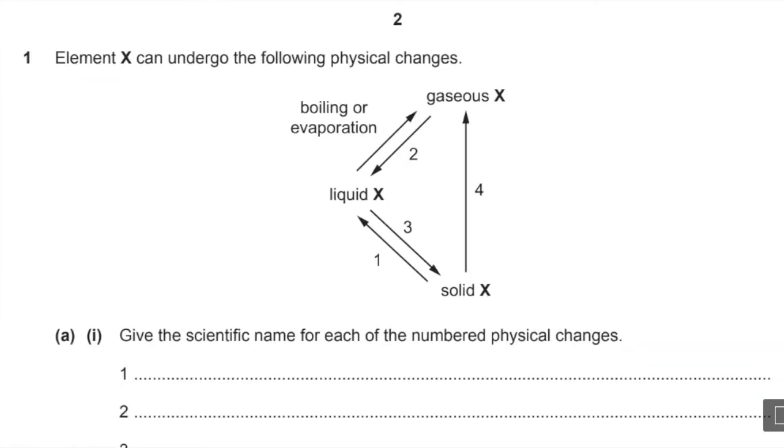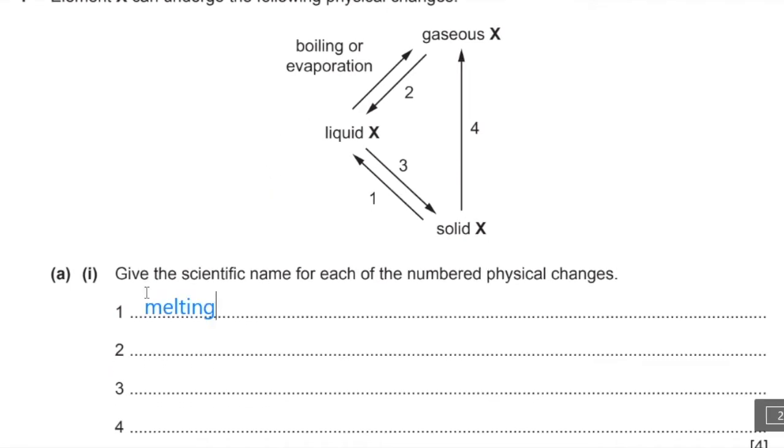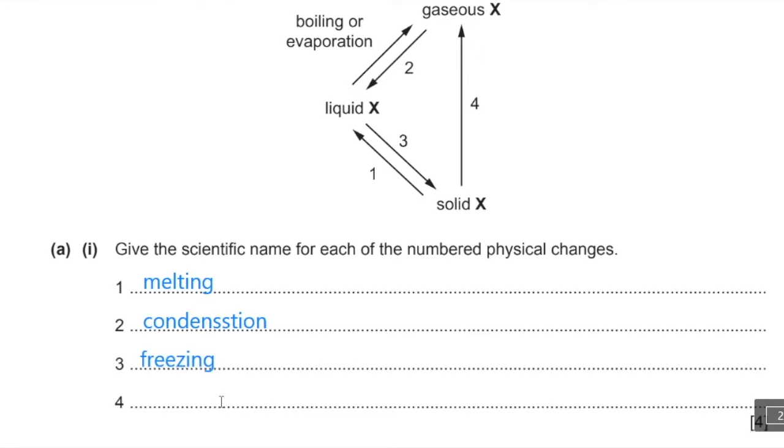Element X can undergo the following physical changes. A1. Give the scientific name for each of the numbered physical changes. So you have the first one going from solid to liquid, which is melting. And then the second one, which is going from gaseous element X to liquid. So this is condensation. Liquid to solid, which is freezing. And then going from solid to directly gaseous element X, which would be sublimation.